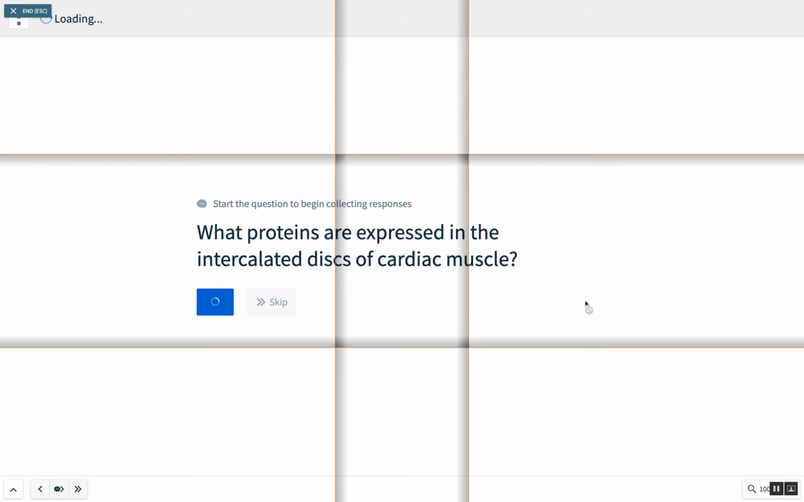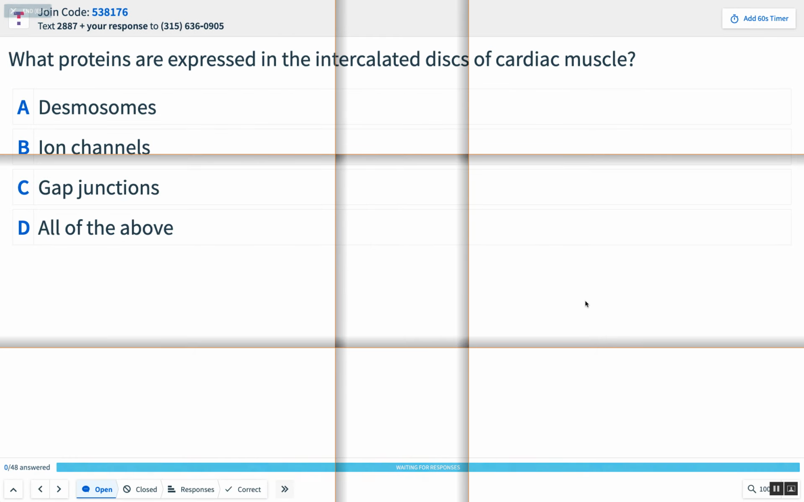So we actually did talk about this. What proteins are expressed in the intercalated discs of cardiac muscle? A, desmosomes, B, ion channels, C, gap junctions, or D, all of the above. This should be a pretty easy one, unless you fell asleep for those 5 minutes. We talked about that. Intercalated discs.